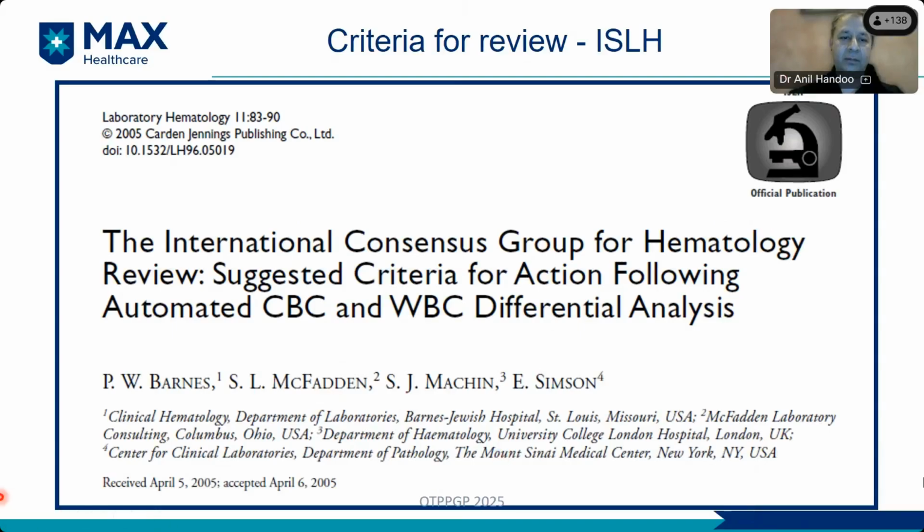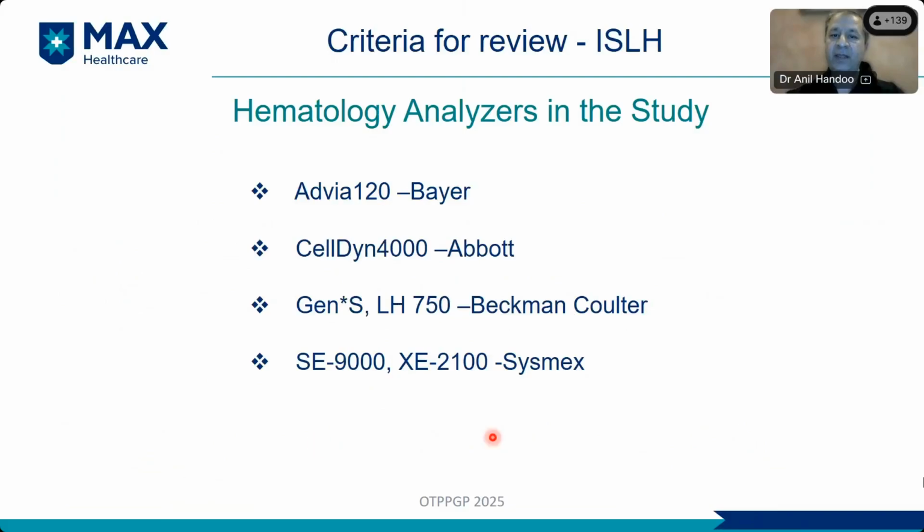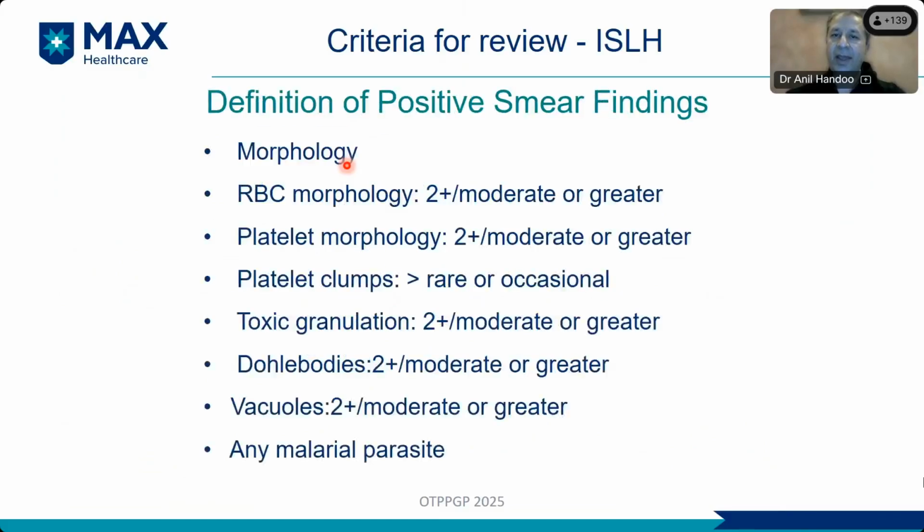Okay, so this was the protocol. They took thousands of patient specimens from their daily workload over several days, and they looked at, as I said previously, about 200 specimens, recorded all analyzer data, reviewed the smears, rule performances, etc., and found individual laboratory rules. And these were the analyzers which were used for defining the slide review criteria at that point of time in 2002.